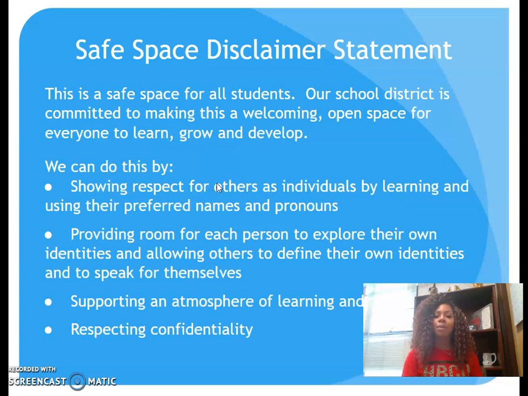The Safe Space Disclaimer Statement states, this is a safe space for all students. Our school district is committed to making this a welcoming, open space for everyone to learn, grow, and develop. We can do this by showing respect for others as individuals by learning and using their preferred names and pronouns, providing room for each person to explore their own identities and allowing others to define their own identities and to speak for themselves, supporting an atmosphere of learning and growth, and lastly, respecting confidentiality.